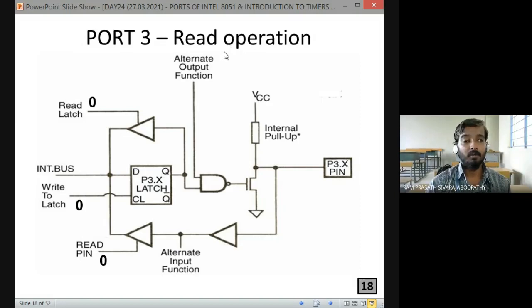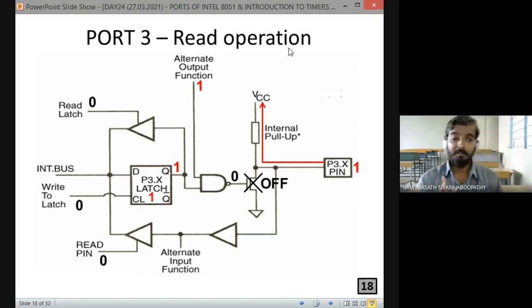Now we are going to discuss the read operation. What about the condition of the alternate output function? In this case also, it is going to be 1. We all know that to configure a port pin as input, 1 must be written to the latch. So we are writing it, and it functions like this.